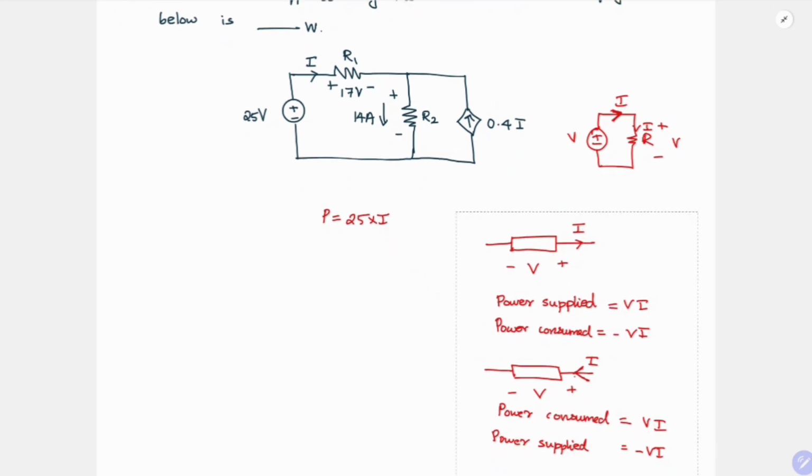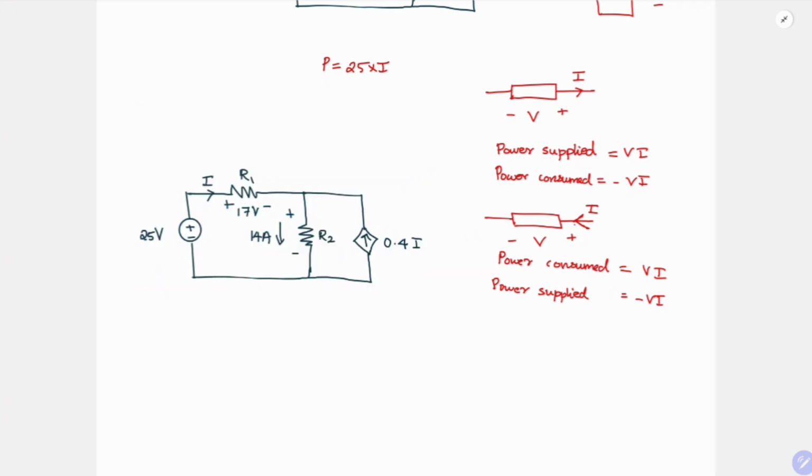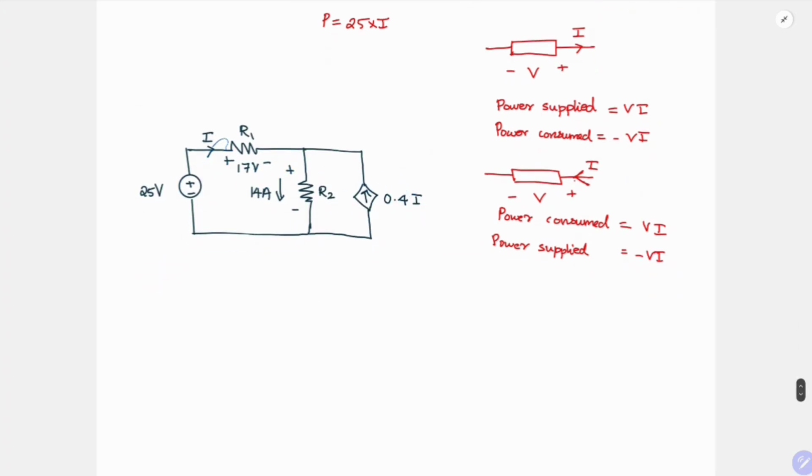Okay, so now coming back to our question, let me copy this. These are all very straightforward questions and easy to solve. So we need to find I here. If you see, this is 25 and here there is a drop of 17 volt. So what will be this voltage? It will be 25 minus 17, which is 8 volts. And you see 8 volt and 14 ampere is flowing.